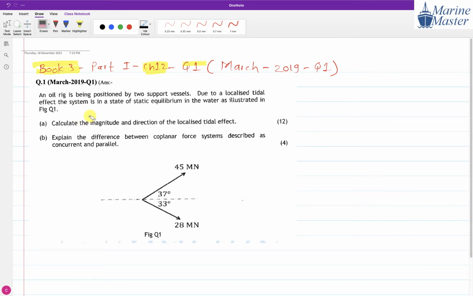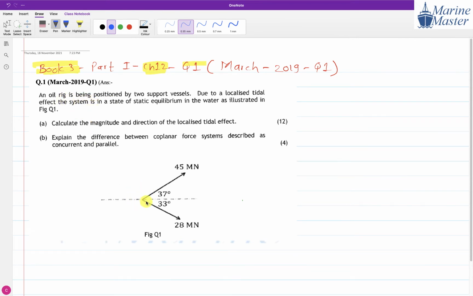Here we have an oil rig. Oil rig means what? Suppose you work offshore, or on a proper vessel. Do you know the Bombay High? It is where extraction of crude oil is done. Suppose there is one pipe. Just imagine that oil rig. From there we are going to extract the crude oil.